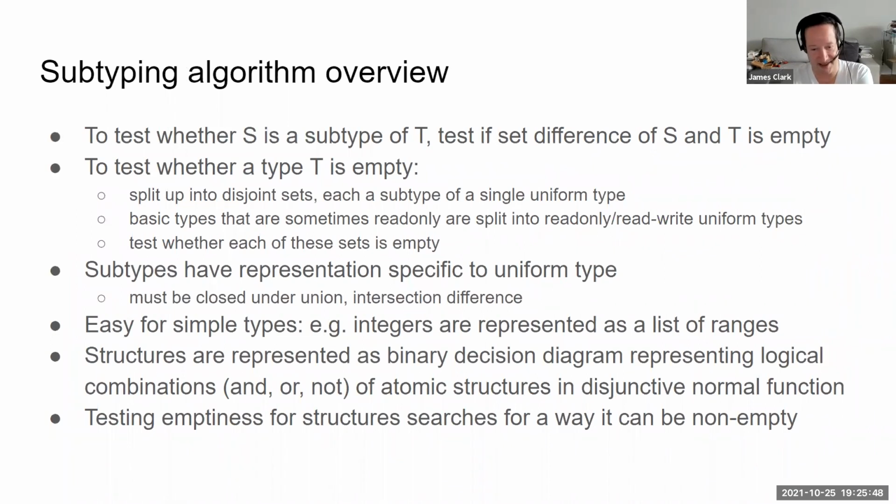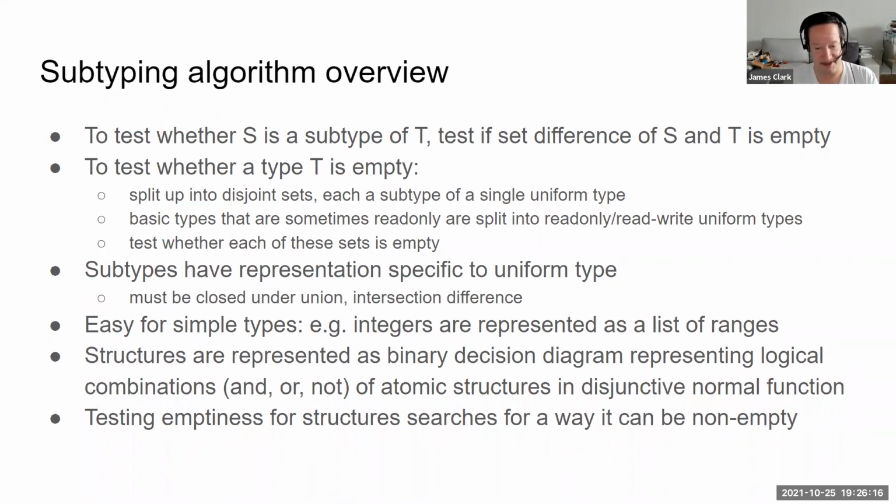So the basic idea in the algorithm is, we've got these two type descriptors, which can be arbitrary, complex, and recursive, and we've got to find whether one's a subtype of the other. So the first step is that when you want to test whether S is a subtype of T, you take the difference of S and T, and then you see whether it's empty.